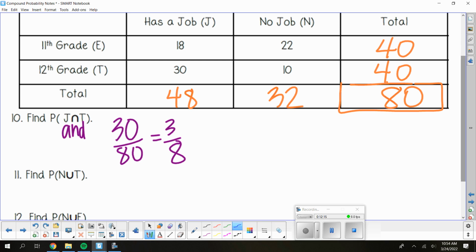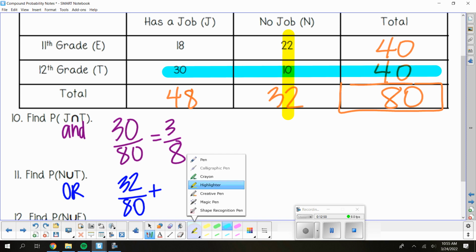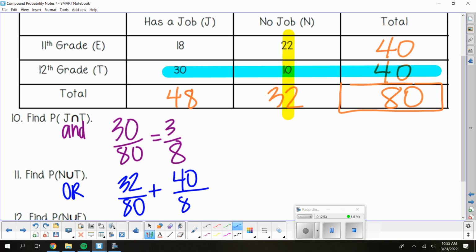All right, here we have probability of not a job or a 12th grader. So on this one, probability of not a job. So these are separate. We're not going to be just looking for an intersection. And means intersection, which is where I look for just where they overlap. Or does not. So I'm going to look at my not a jobs. That's 32 out of the 80 total people in my survey. Or means to add. I'm going to look at my 12th graders. That is 40 out of my 80 total people in the survey.